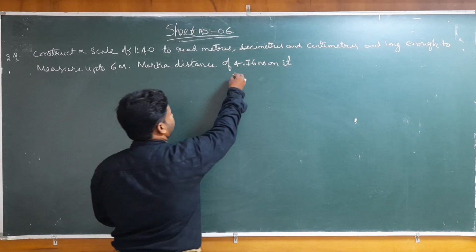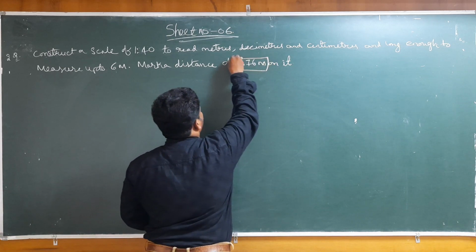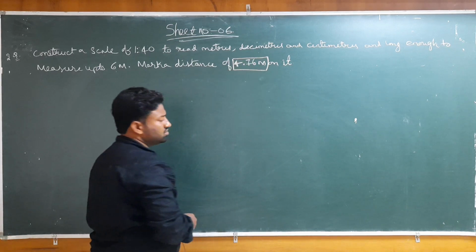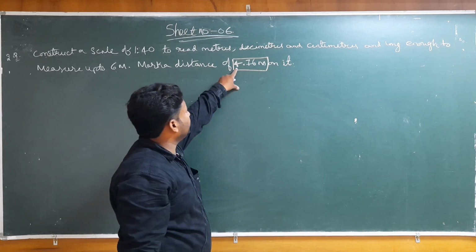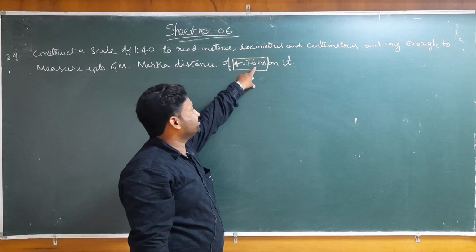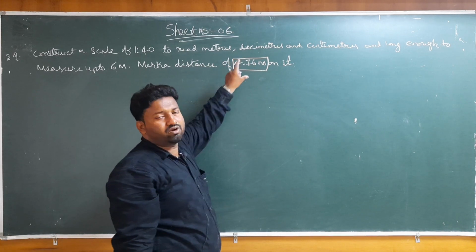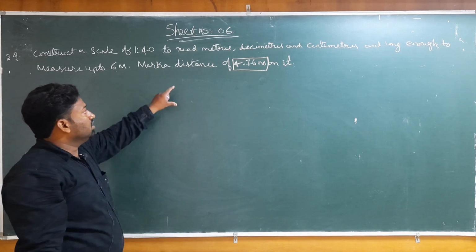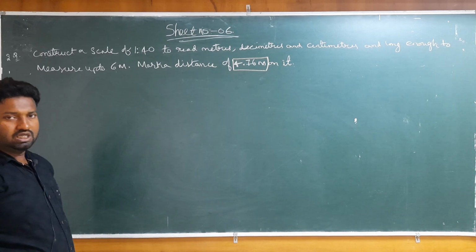Here, we have to mark a distance of 4.76 meters on it. Here 4 is the main unit, 7 is the subunit and 6 is the further unit. So these values we have to represent on a diagonal scale. Now we have to calculate the length of the scale.